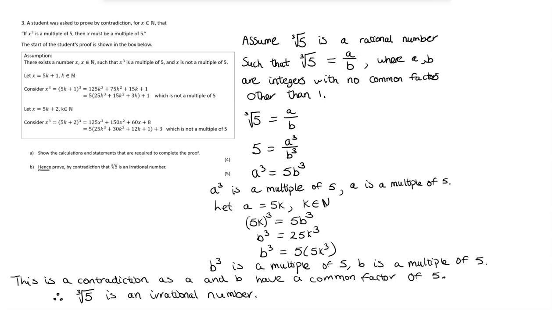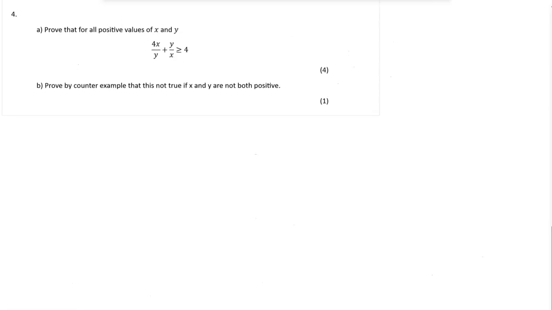What we're going to do now is look at our final one, question 4. We're going to prove that for all positive values of x and y, 4x over y plus y over x is greater than or equal to 4. And then there's a bit of proof by counterexample at the end.